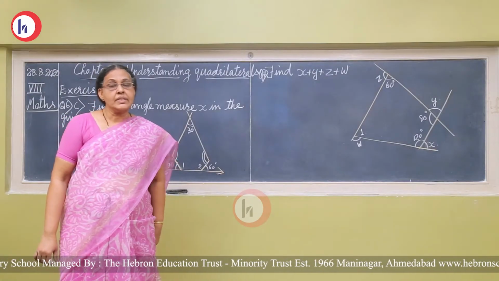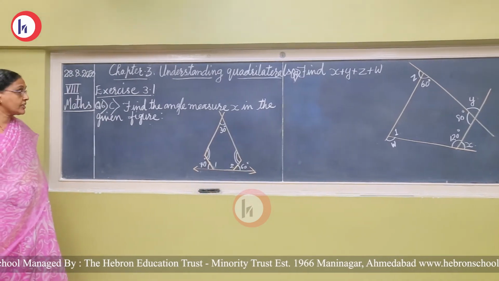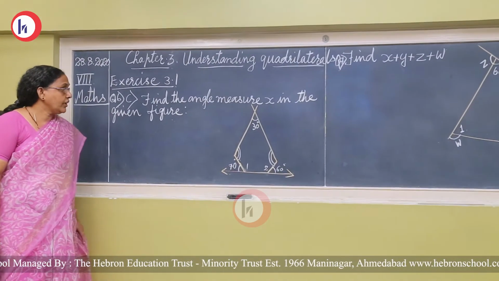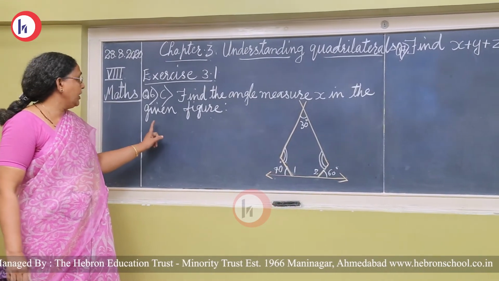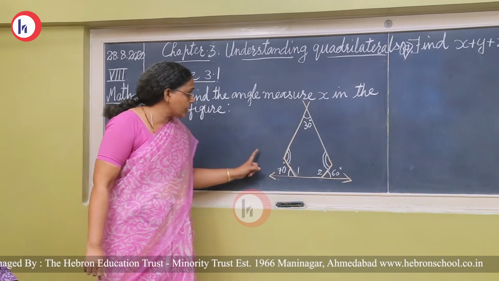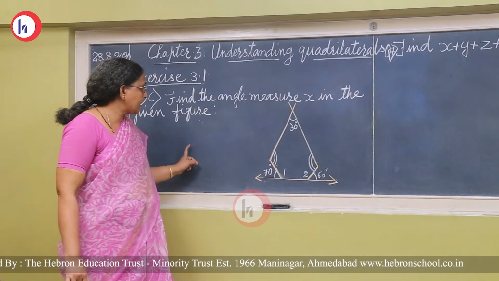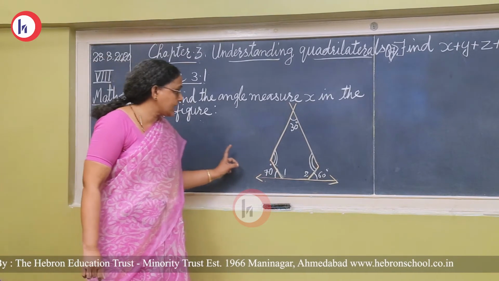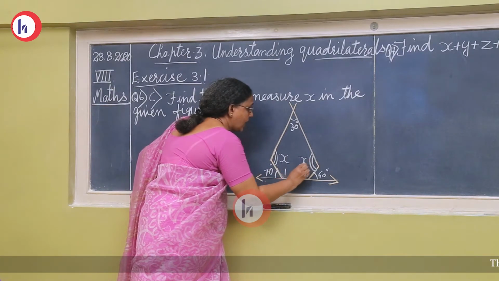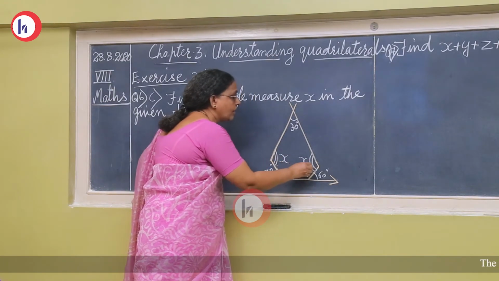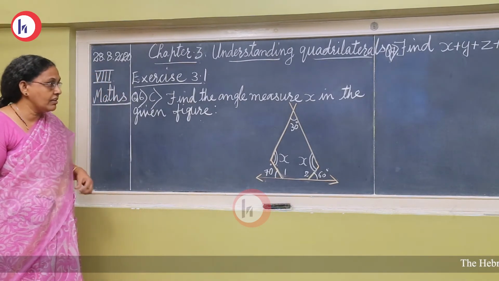Come on, more sums we can solve of the same exercise, that is exercise 3.1. So here you can see one of the figures. Find the angle measure x in the given figure. The figure is such, and measure the angle x in this figure. So x is given here. Both the angles are equal and it is named x. So we have to find out the measure of angle x.